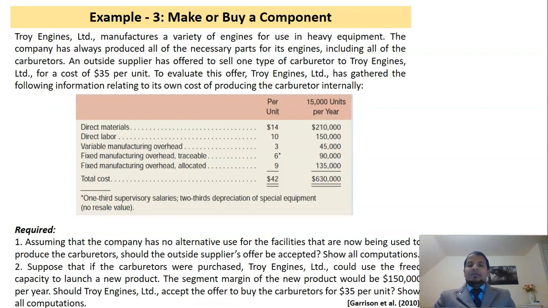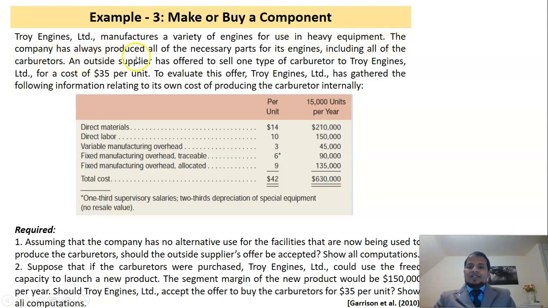All right, make or buy a component. Another example, and you will solve a similar kind of example in your seminar as well. So if you understood these questions, you'd be able to solve seminar questions. And if there are any questions on this or on the seminar question, you can ask your tutor or you can contact me. So let's see, Troy Engines Limited manufactures a variety of engines for use in heavy equipment.